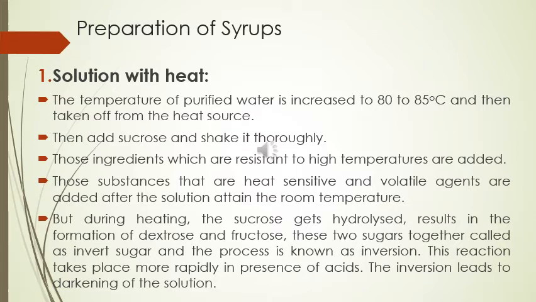The first method is solution with heat. As the name suggests, we are making the solution with heating. Now, the first step is we have to heat the water at 80 to 85 degrees Celsius, and we have to remove the heat source. And then sucrose is added and mixed thoroughly. Now, at this stage, the ingredients which are heat resistant, that is, which can withstand this high temperature, are added, and the ones which are heat sensitive or require lower temperature, say volatile substances, are added after the solution attains room temperature.